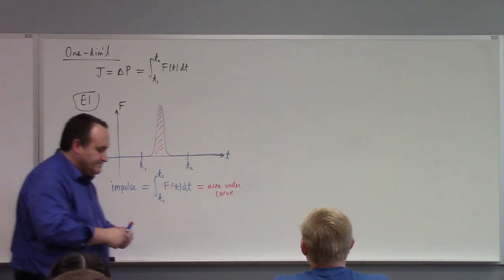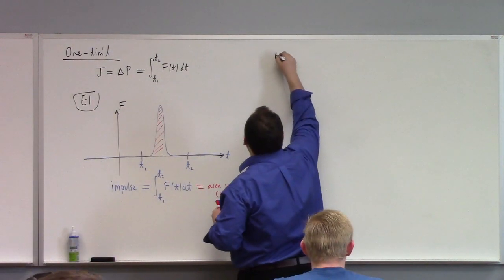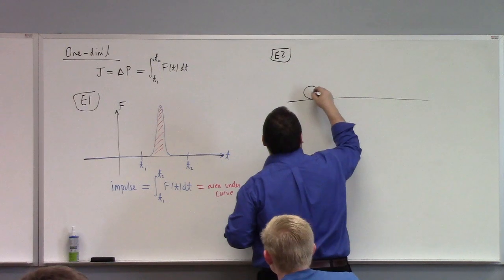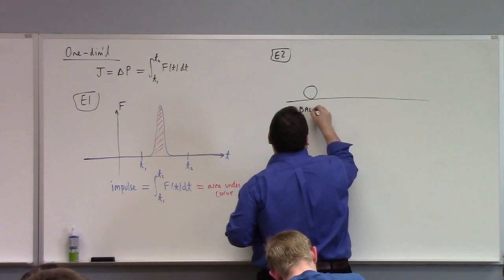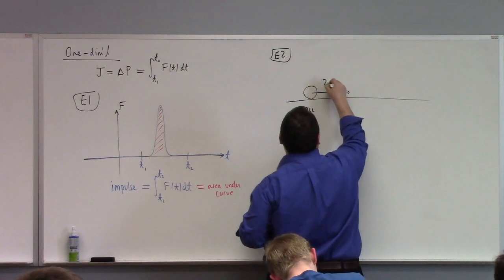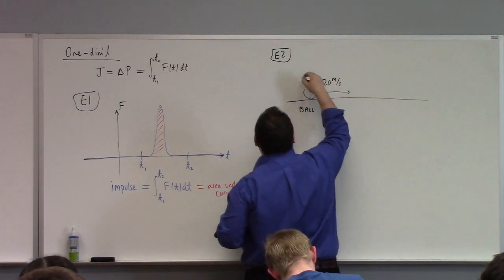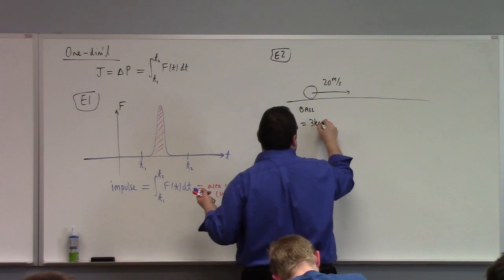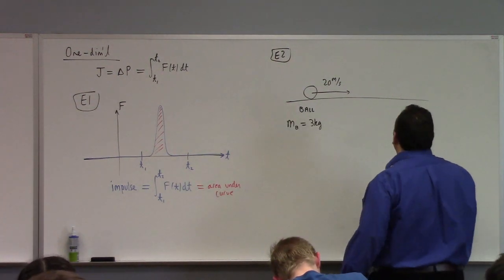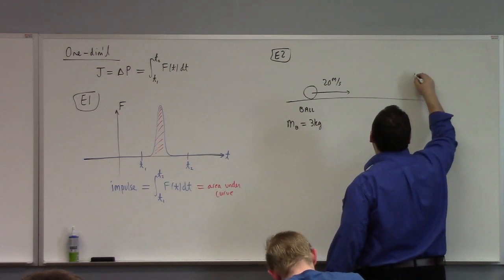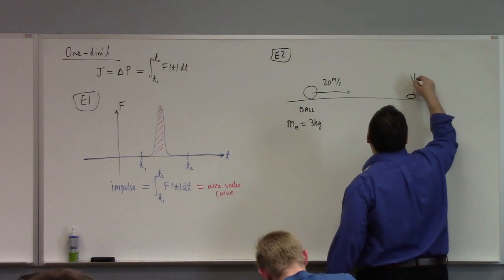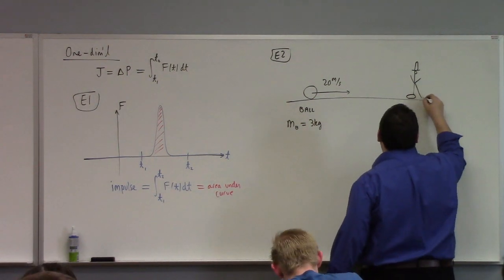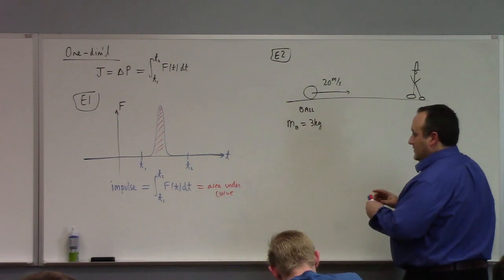So there's an example. Another popular example is you've got some ball, and it's going with, I don't know, 20 meters per second. And the mass of the ball is, let's say, 3 kilograms. And then you've got Mr. Top Hat comes and he kicks the ball, right? So this is before.